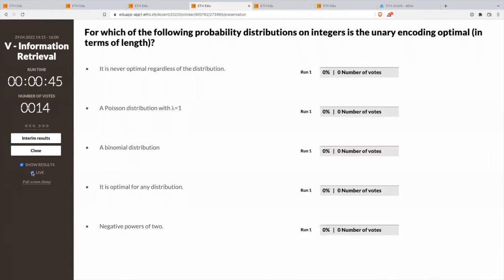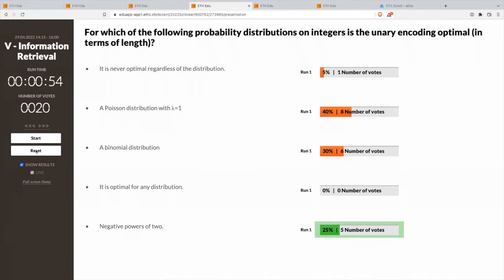All right, let's see if you remember. Okay, let me tell you, the majority in that case is not correct. It's the negative powers of two, the geometric distribution. The rest is made up, Poisson, binomial, and so on.